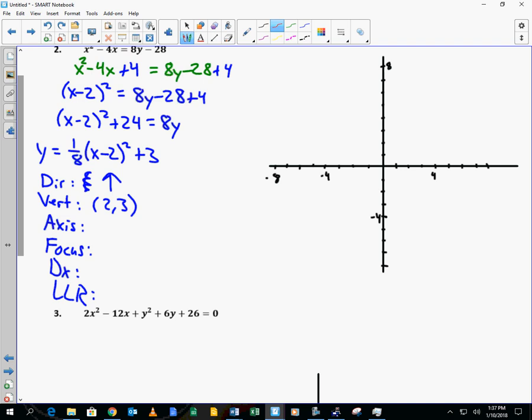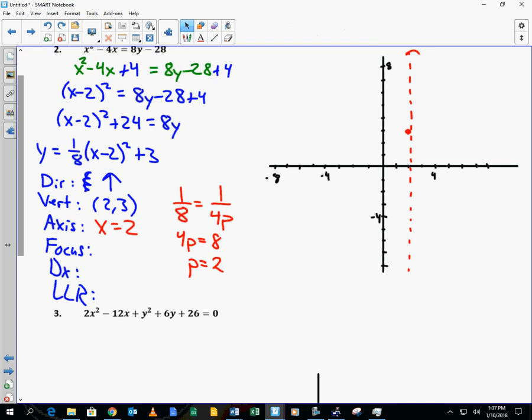All right, so over 2 and up 3. Axis of symmetry, vertical or horizontal? Vertical. What's the equation for the axis of symmetry? X equals 2. How do I find the focus? What value do I have to identify for these last 3? P, and I know that a is equal to 1 over 4p. So 4p is equal to 8. P is equal to 2.